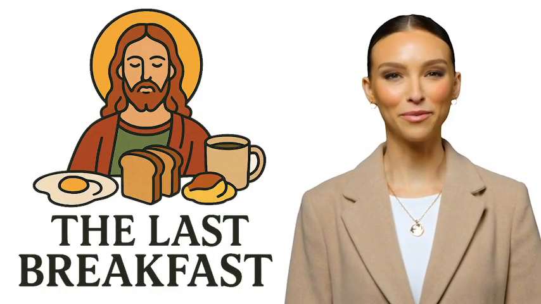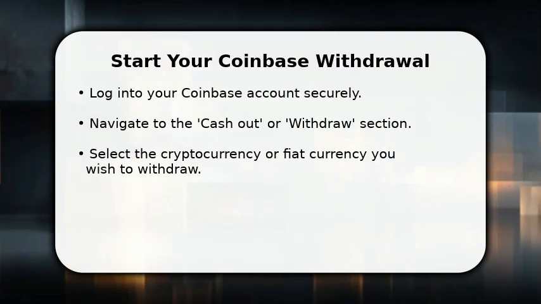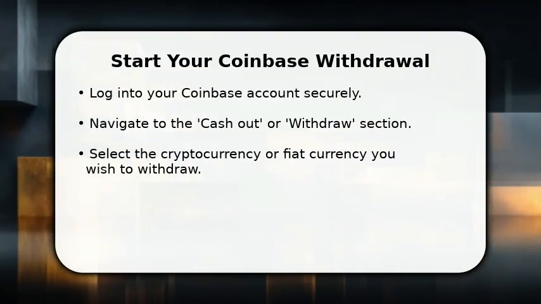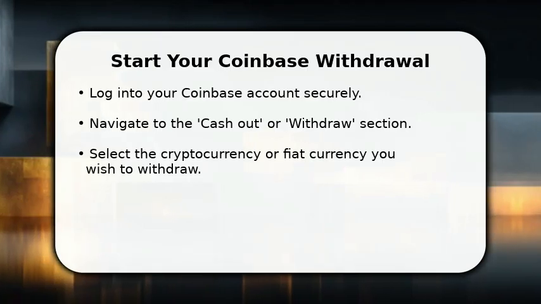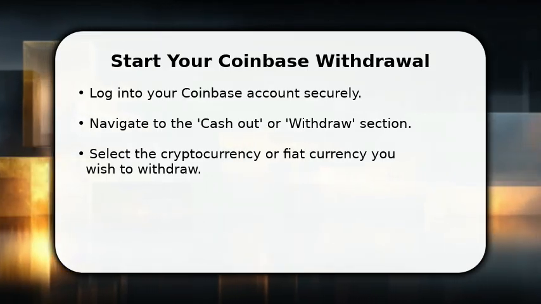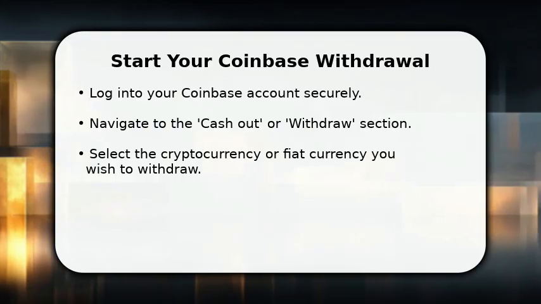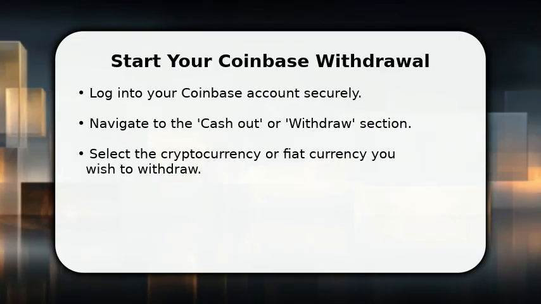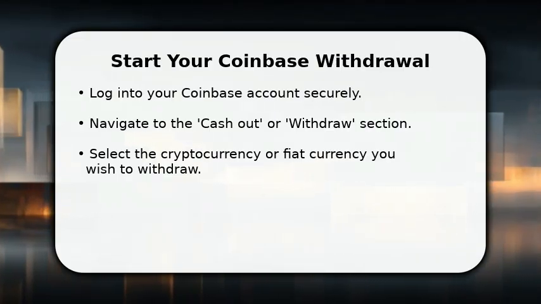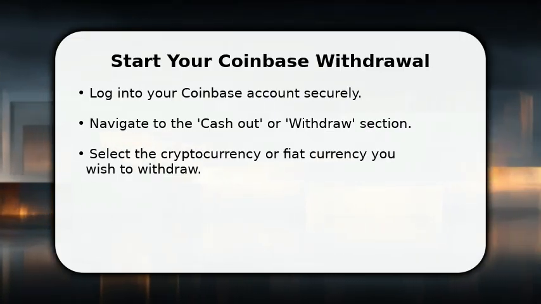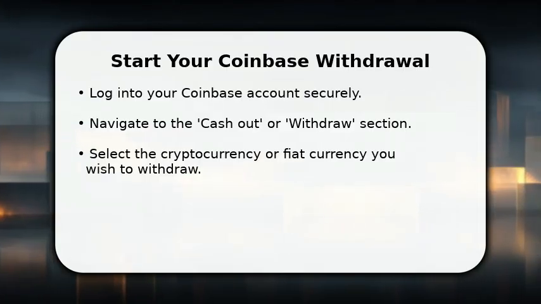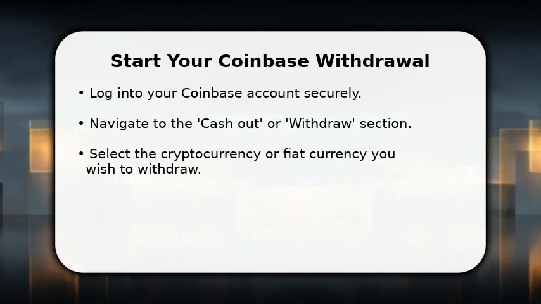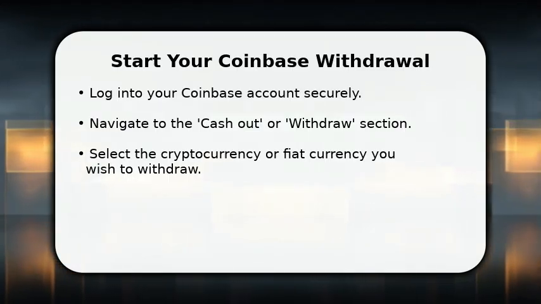Please enjoy the video. In this video, I will explain how to get your money off Coinbase. First, you will need to log into your Coinbase account using your credentials. Once logged in, locate the cash out or withdraw option, typically found on the main dashboard or within your portfolio. Then, choose the specific cryptocurrency or fiat currency, like US dollars, that you intend to move out of your account. This initial step is straightforward and sets the stage for your withdrawal process.